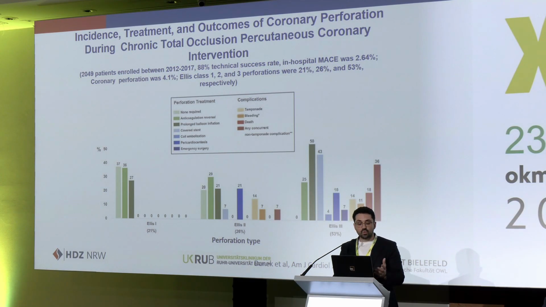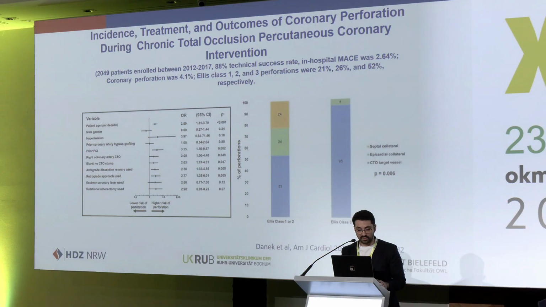If you have Ellis 1 perforations, that means blood is just staining in the vessel wall. It has no connection to the cavity of the pericardium. You can treat it conservatively. If you have Ellis 2 or Ellis 3 perforations, you can try long balloon occlusions. In more than 30% of the cases, long balloon occlusion would also stop the bleeding, especially in Ellis 2. Otherwise, you should go for safety and put covered stents.